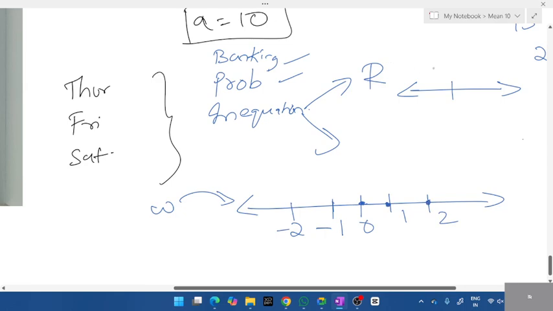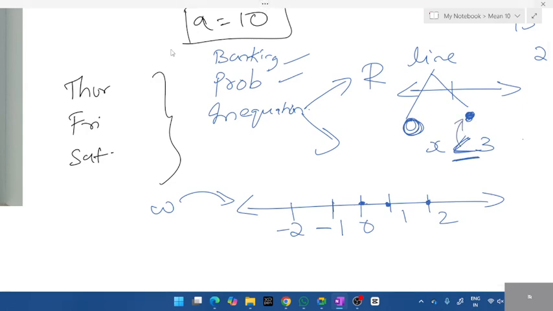And for real numbers, remember, we draw a line, and on the line there are two types: one is a hollow circle and one is a dark circle. When do we draw a hollow circle? When it is not equal to, right? For example, x is less than 3. If it is less than 3, we draw a hollow circle. If it is less than or equal to, what do we do? Yes, dark circle.